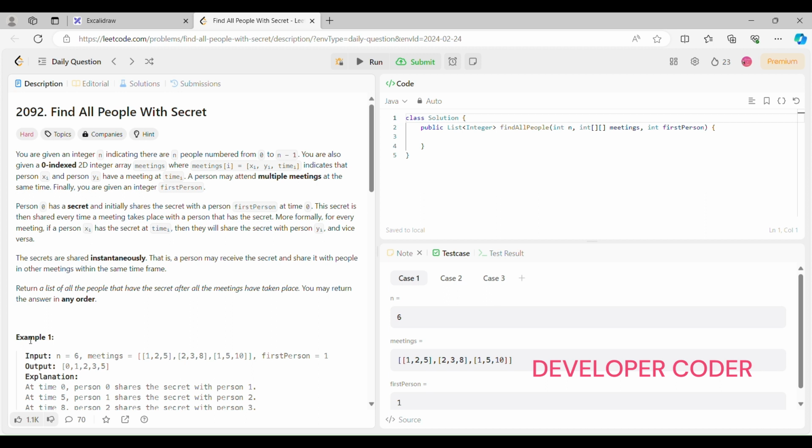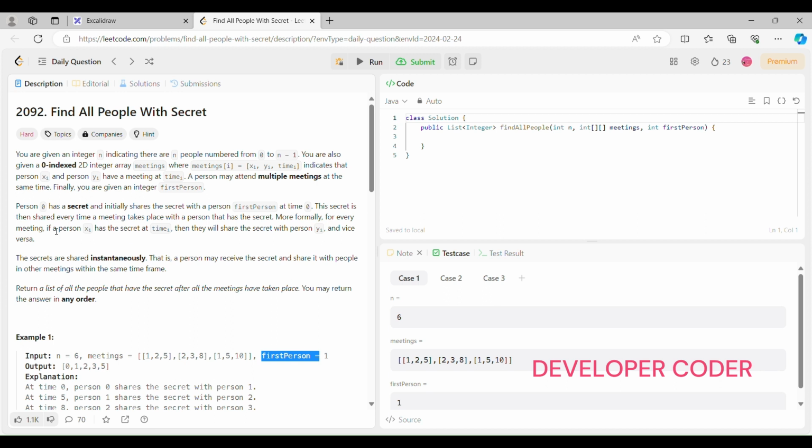Okay, so this is the first person given to us for this particular example 1, and this is the meetings array, and n is given as 6. Okay, and person 0 has a secret. Person 0 is going to share this secret with the first person at time 0. So person 0 has a secret, and person 0 is going to share the secret with the first person first.